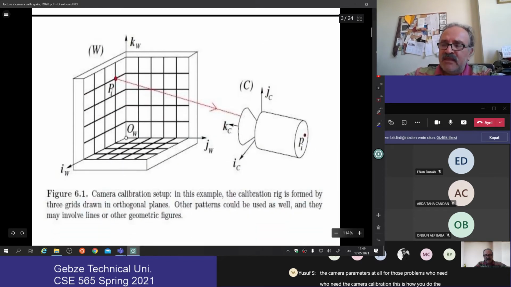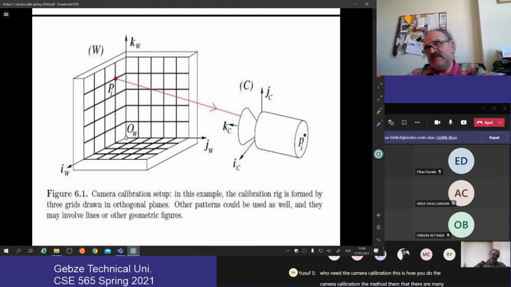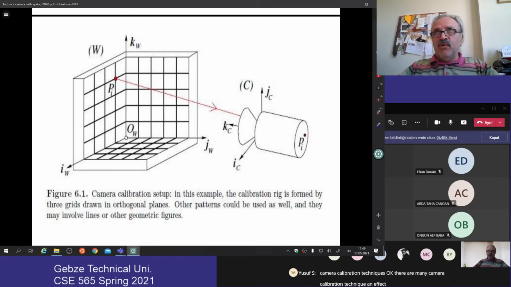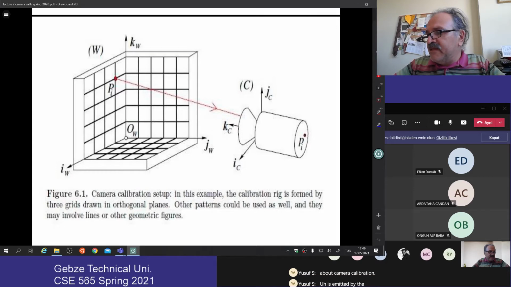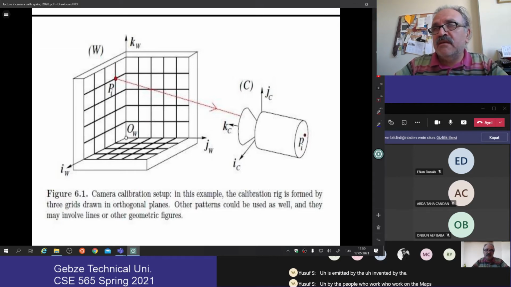There are many camera calibration techniques, and in fact, most of the inventions about camera calibration were made by the people who work on maps. Okay, photogrammetry people, they try to make precise measurements using the camera images or the photographs.